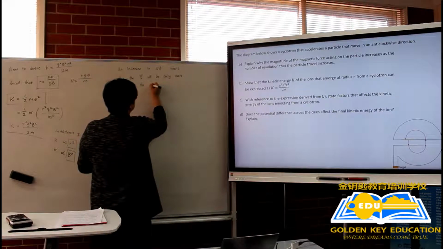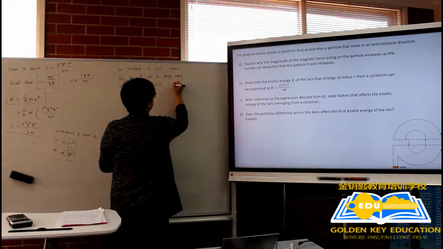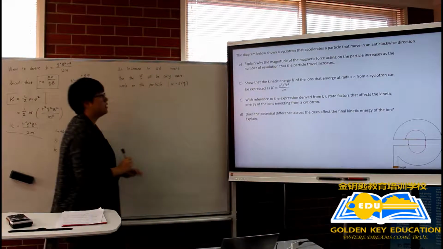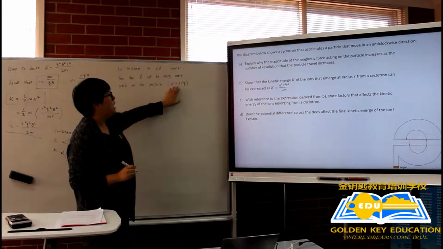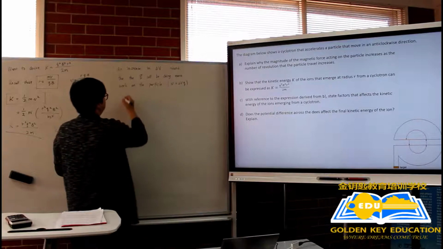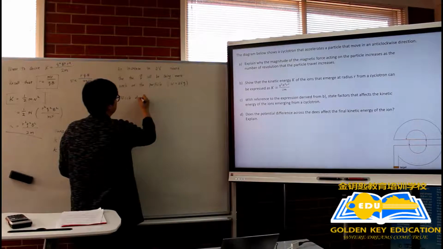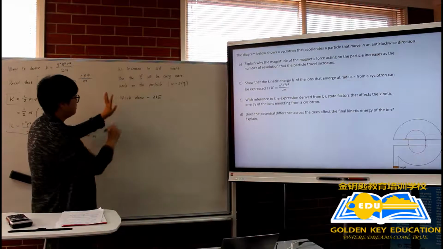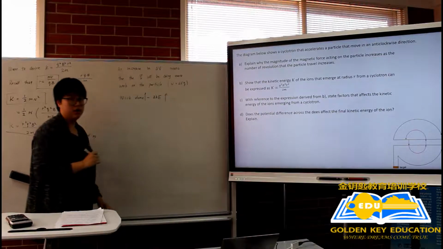Again, it's a good idea to put a mathematical expression here. We know that W, the work done, equals delta V multiplied by Q, where Q is the charge of the particle. So the electric field will be doing more work on the particle when the potential difference increases. Recall that the work done equals the change in kinetic energy of the particle, so if work done increases, the change in kinetic energy will also increase.